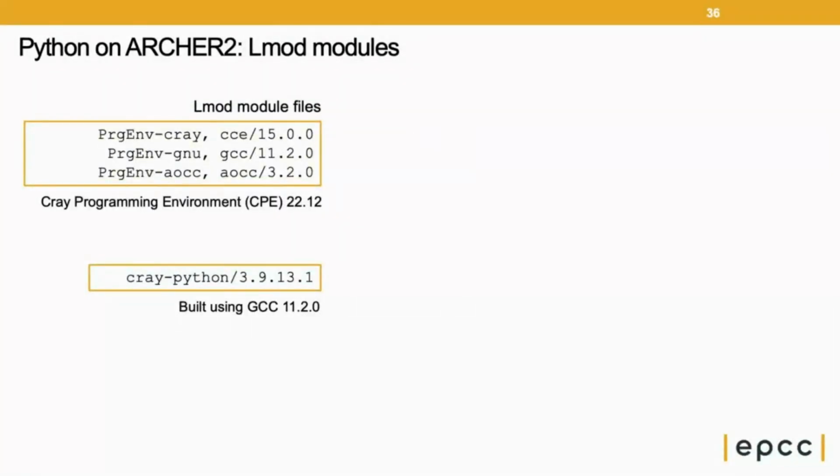So on ARCHER2, things are set up a bit differently, and we have Lmod module files, and HPE Cray provide 3 programming environments: Cray, GNU, and AMD. That's the AOCC one. And each of these environments provides a particular compiler. And then they also provide a Cray Python module.